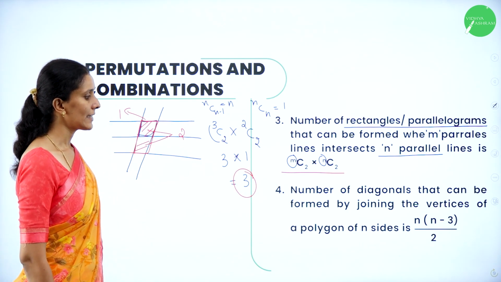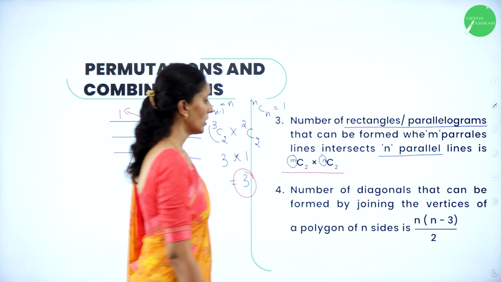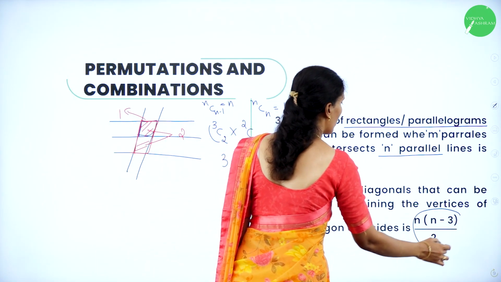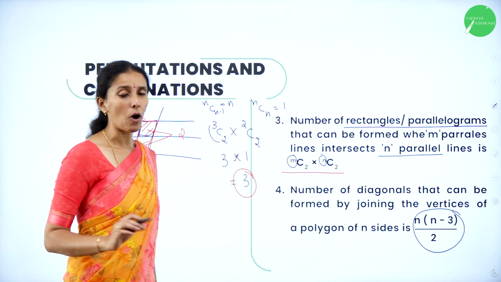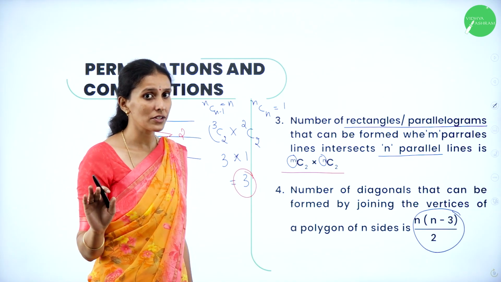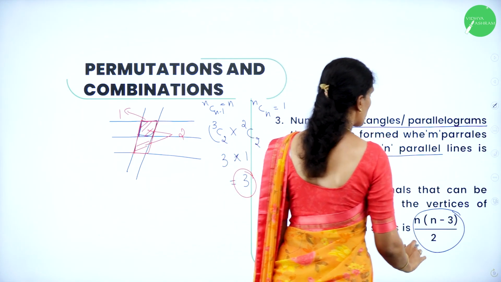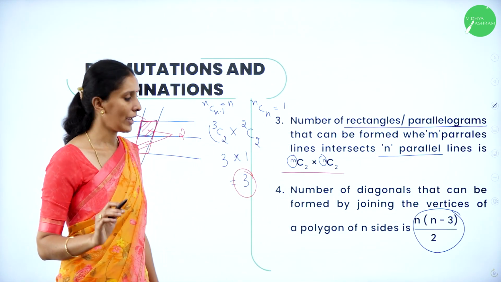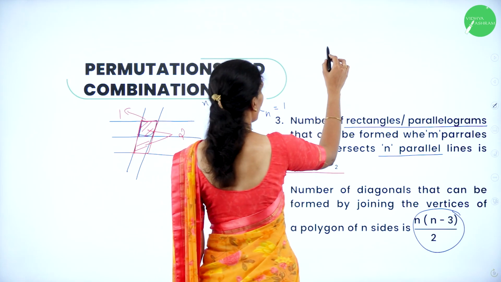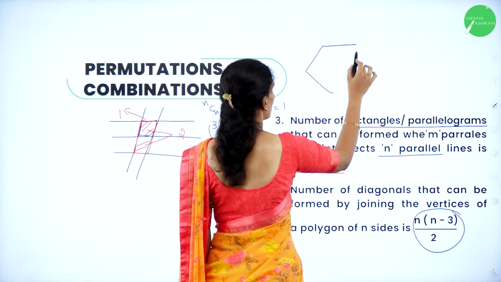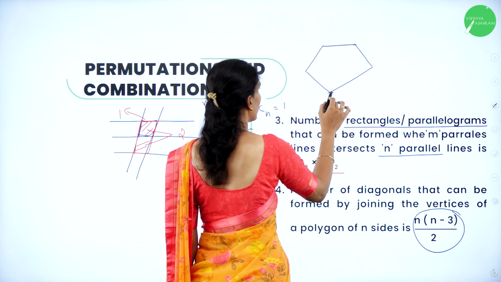So next question, number of diagonals that can be formed by joining the vertices of a polygon of n sides is n into n minus 3 by 2. So just remember this. You have to remember all those properties and formulas, but the proof is not in the syllabus. Just learn them as it is. Okay, so let me check this now. We have n into n minus 3 by 2. Let me draw a pentagon here. So we need 5 vertices.